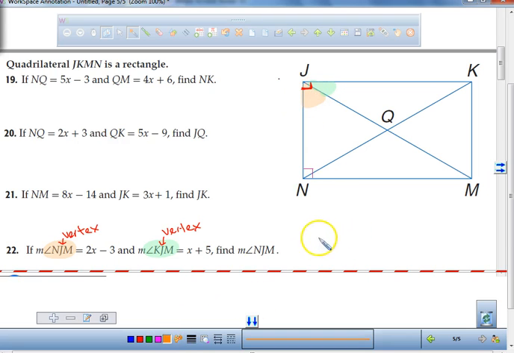This is how you set it up. 2x minus 3 plus x plus 5. What should those angles, when added together, equal? 90. Because every single corner in a rectangle is 90 degrees. So I don't know what those two angles are, but they have to add together to equal 90. What are you looking for? You're looking for the measure of what? N to J to M. By the way, I'm just letting you guys know, your answer is going to be a decimal. It's okay. So find x. Number 1, solve for x.